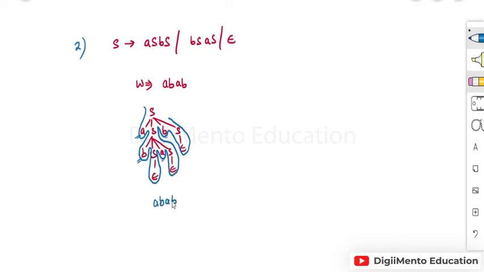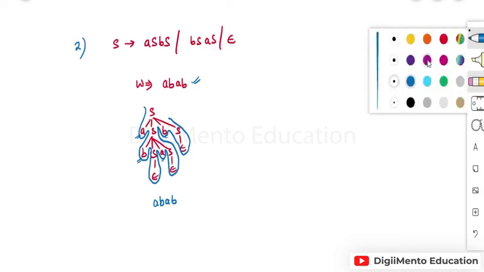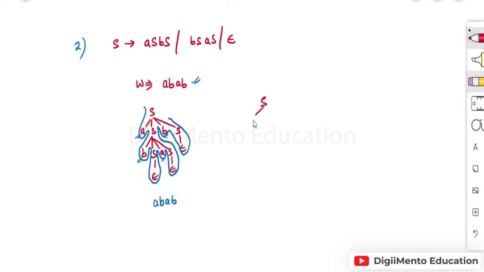Now if we can generate one more parse tree for the same string, that means this grammar is ambiguous. So let's try to do that. Suppose we use ASBS, right? And suppose we expand this and make it epsilon, and for the other part we take this. So we are getting ABAB, and we can just make the rest epsilon, right? Because this is the given grammar.